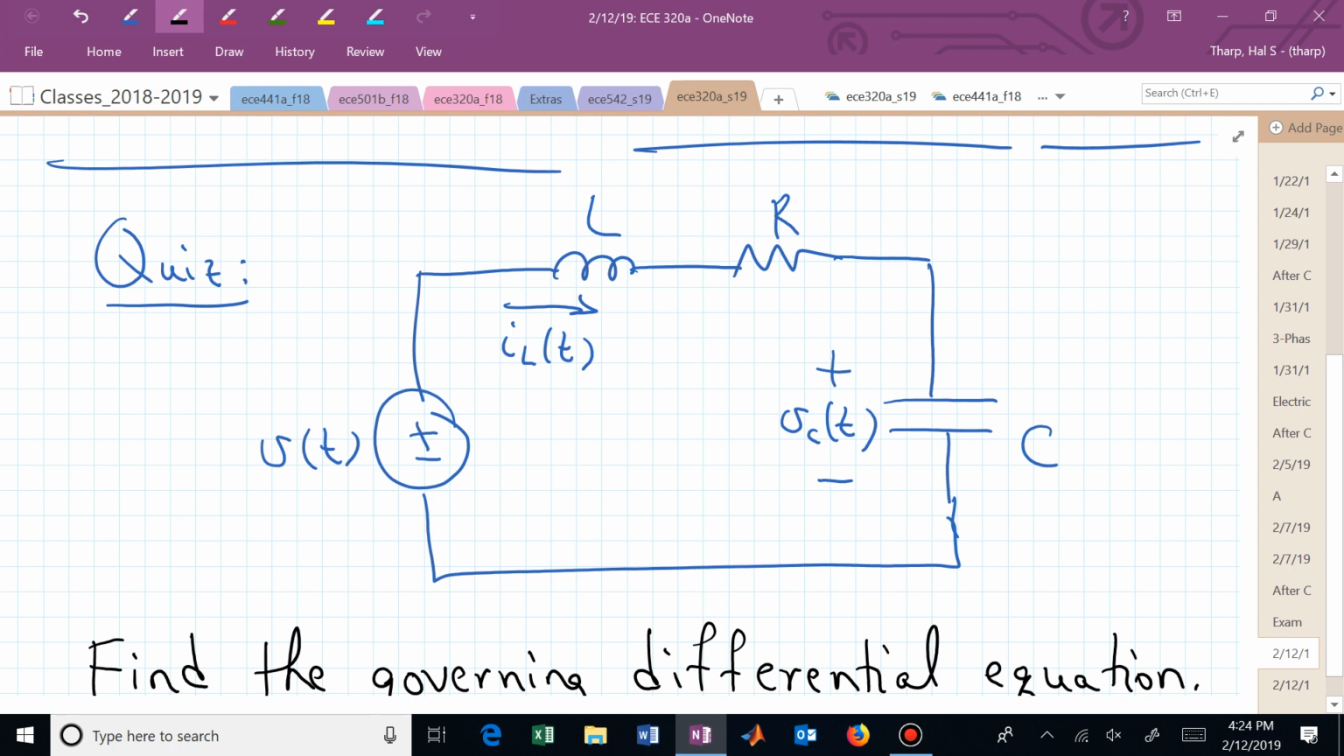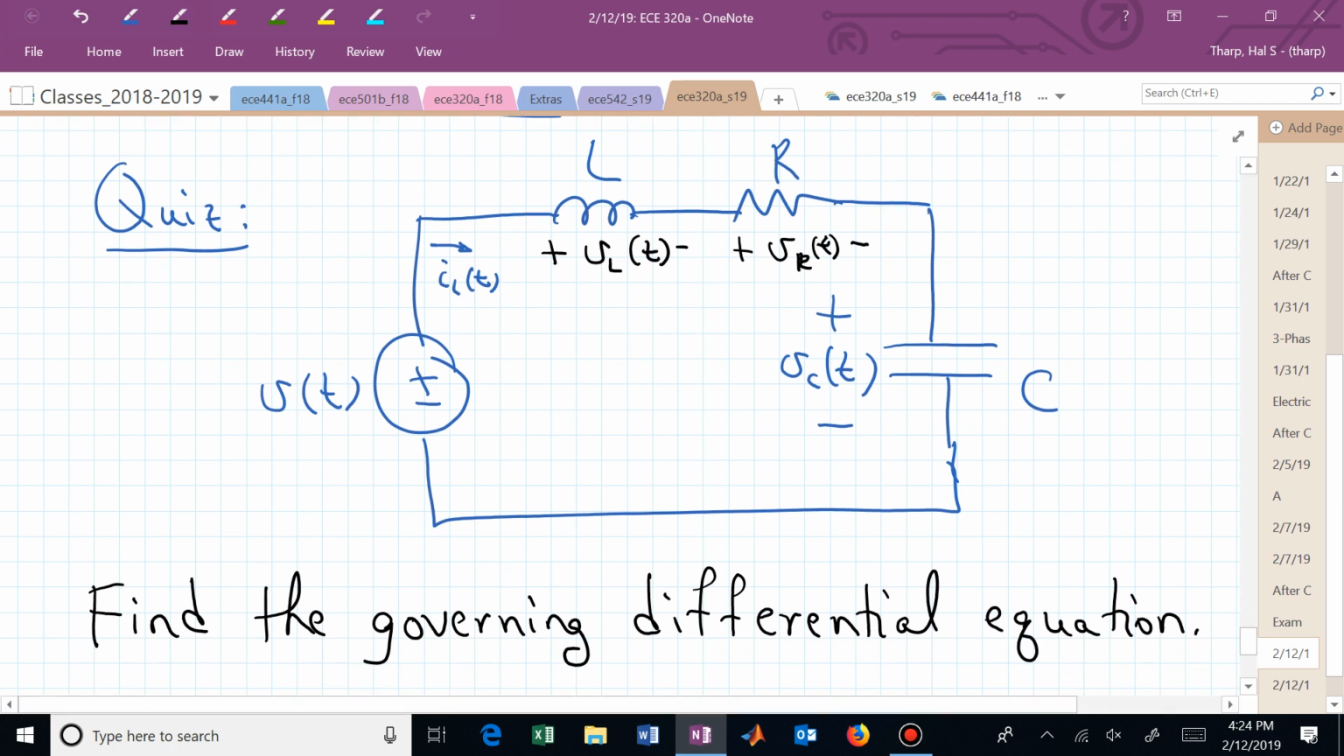Well, if we write KVL, what pieces do we have? Let me move this one over here and say this is I sub L of t. And let's say that this is now our voltage across that inductor. Here is our voltage across the resistor. And we've already labeled our voltage across the capacitor. Now do you see that we can write a KVL equation in terms of those variables that we've defined?